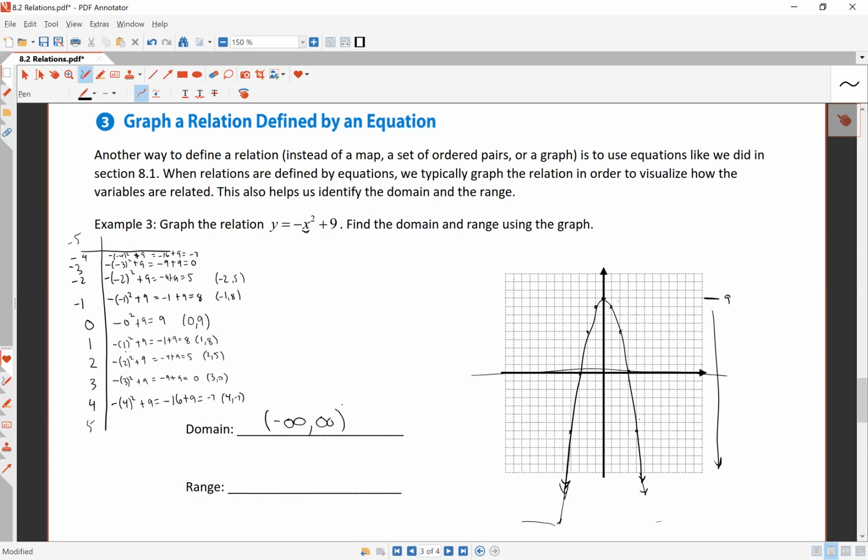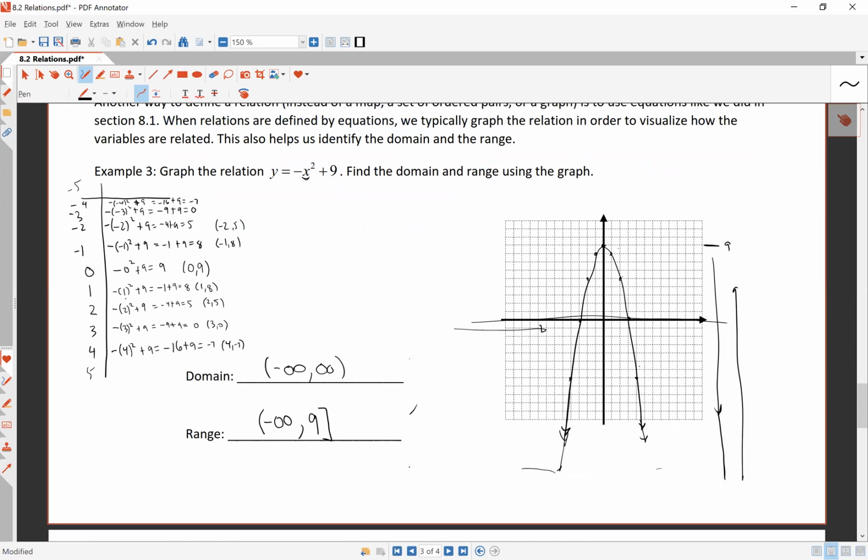And since the y values go all the way down to negative infinity, in interval notation, we always go from left to right, down and up, smaller to bigger. So we go from negative infinity to positive 9, but we include 9. Finding domain and range is easier with a graph in front of you.